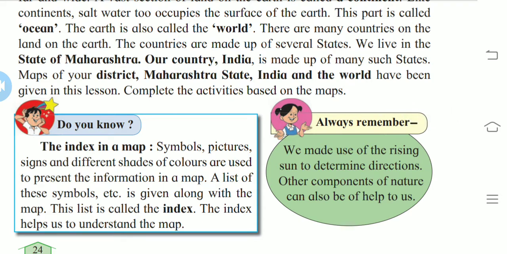Do you know the index in a map? Symbols, pictures, signs, and different shades of colors are used to present the information in a map. A list of these symbols, etc., is given along with the map. This is called the index. The index helps us to understand the map. Always remember, we made use of the rising sun to determine directions. Other components of nature can also be of help to us.